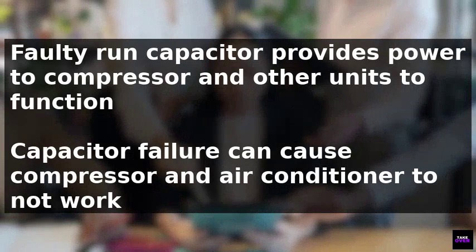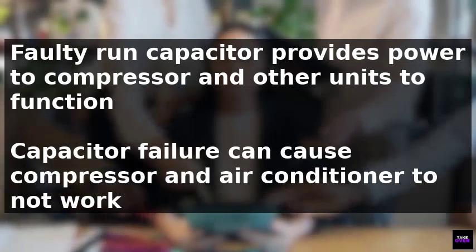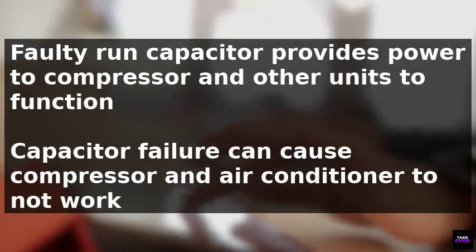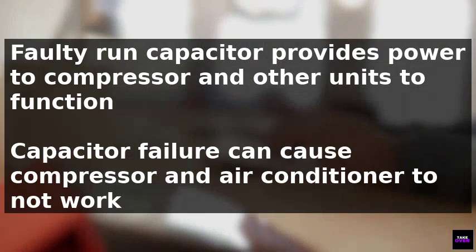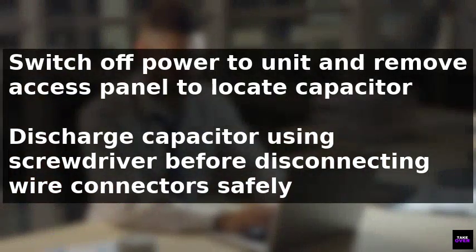Another possible cause is a faulty run capacitor, which provides power to the compressor. If it fails, the compressor and other units may not work, and the air conditioner may not turn on. To fix this, switch off the power to the unit, remove the access panel to locate the capacitor, and discharge it using a screwdriver before disconnecting the wire connectors.